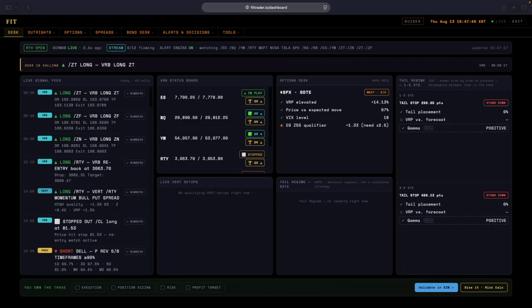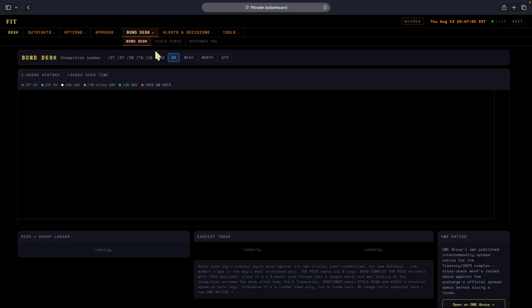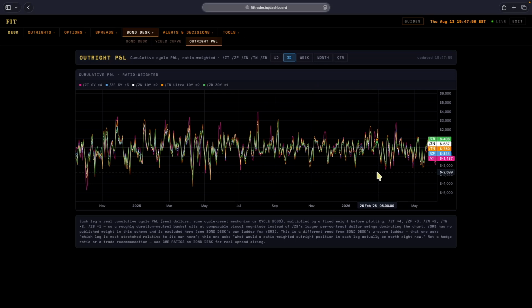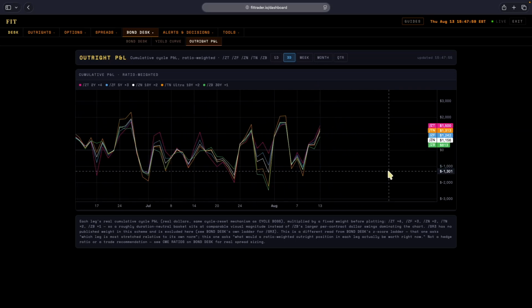Okay, just an update, August 13th, 3:47 p.m. I want to say to the members, check out the new bond desk. It's going to be really helpful for those of you who trade relative value bonds.